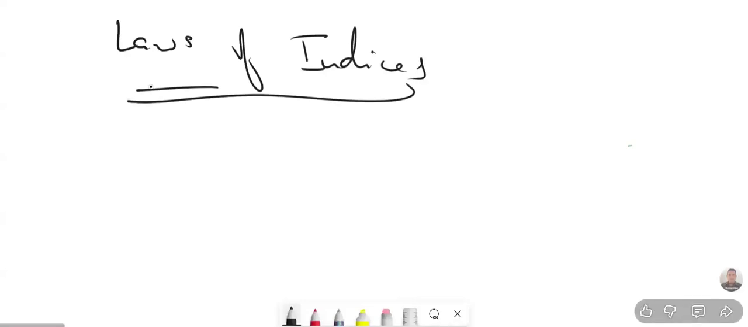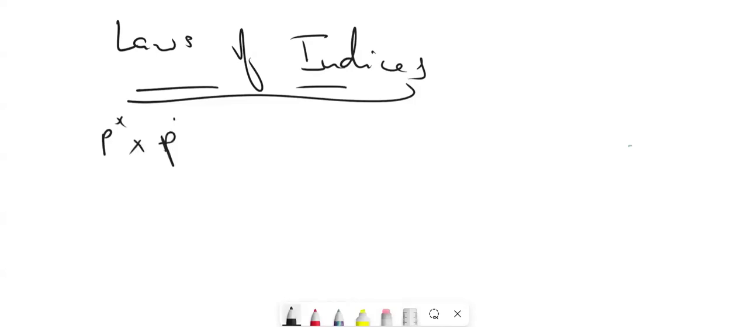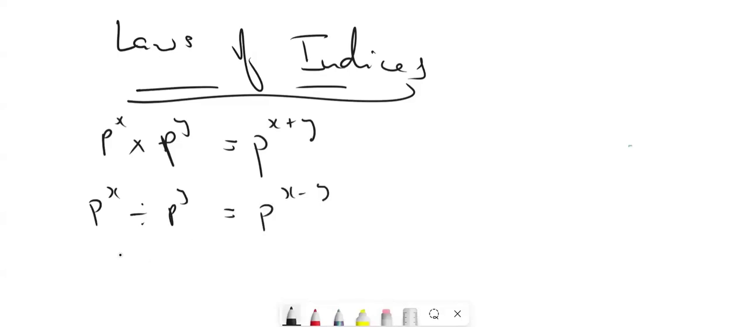You would have seen this at your CXC level. You have p to the x times p to the y, you know that's p to the x plus y. You have p to the x divided by p to the y is equal to p to the x minus y. I guess you know all of this, right? p to the x raised to the y power is the same as p to the xy power, right?